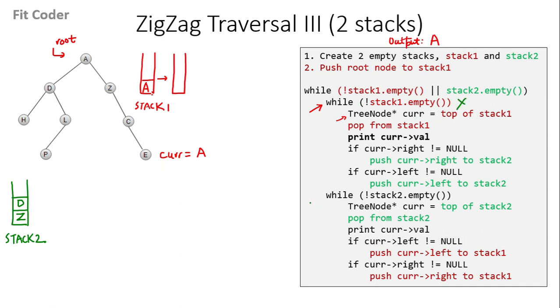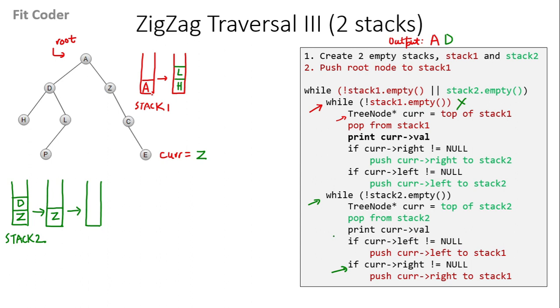We come in the next while loop, which we run till stack 2 is not empty. So current is now top of stack 2, which is D. We pop from stack 2. Then we print it. So we print D. Then we check left of D. So left of D is H. We push H in stack 1. And then we check right of D. So right of D is L. We push L to stack 1. Then we again check if stack 2 is empty. So stack 2 is not empty. Current becomes equal to top of stack 2, which is Z. We pop from stack 2.